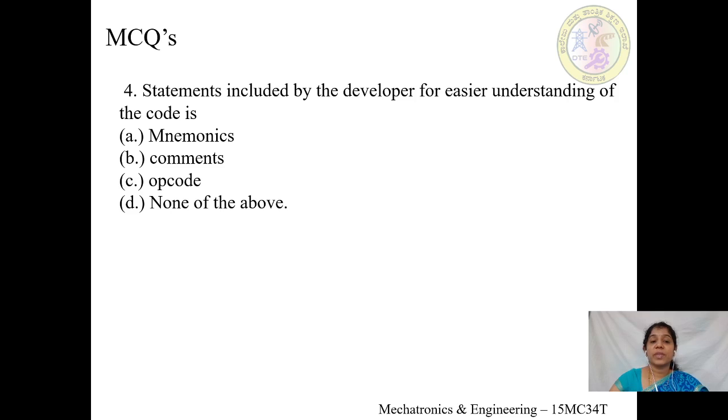Fourth one, statements included by the developer for easier understanding of the code is option A mnemonics, option B comments, option C opcode, option D none of the above. Statements included by the developer for easier understanding of the code is, what are the statements that are included for easier understanding? Yes, it is comments, option B.